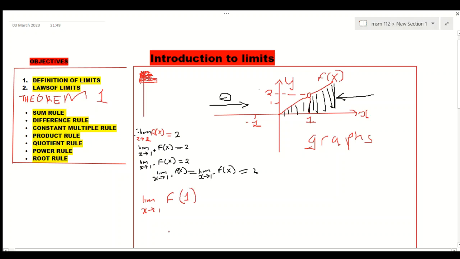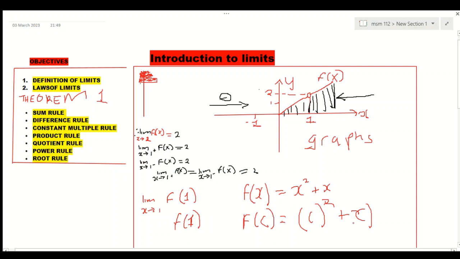At f of 1, meaning to find the function at f of 1, remember the polynomial rules. If you've got something like f of x is equal to x squared plus x, and you are told to find f at a certain number, you have to substitute your number in your function. You've substituted where there is x, you put the number.